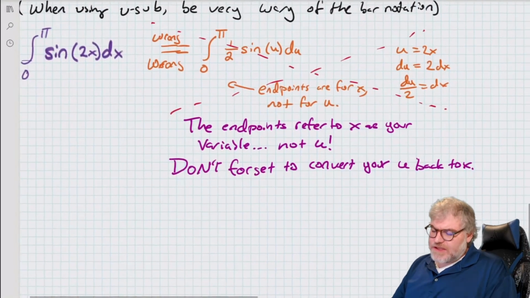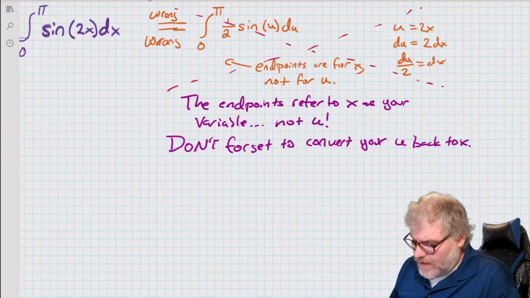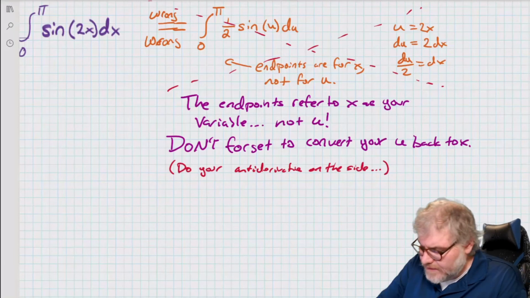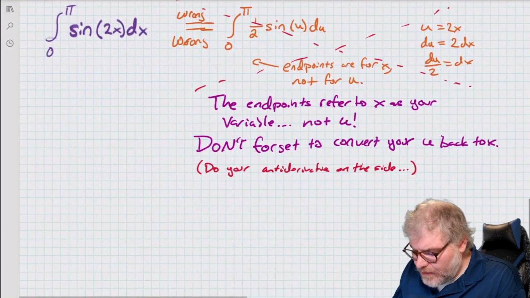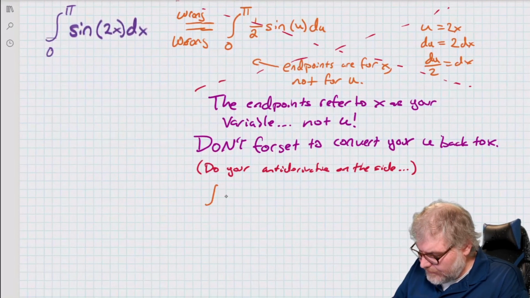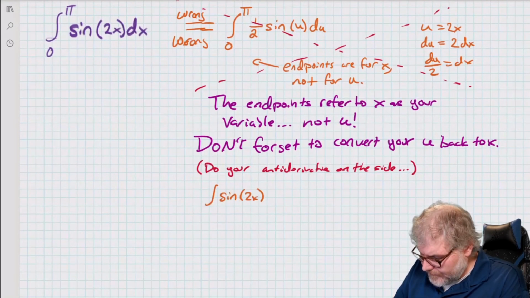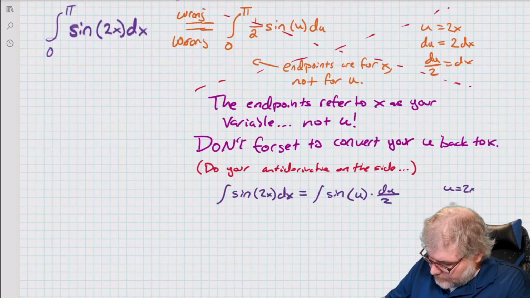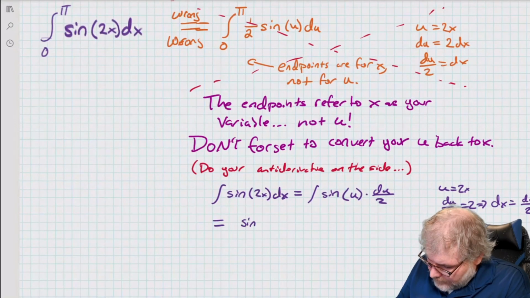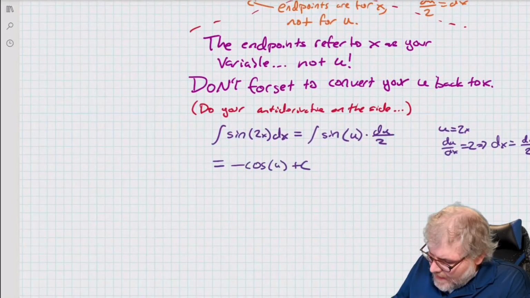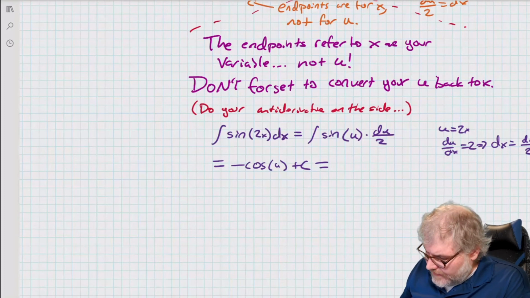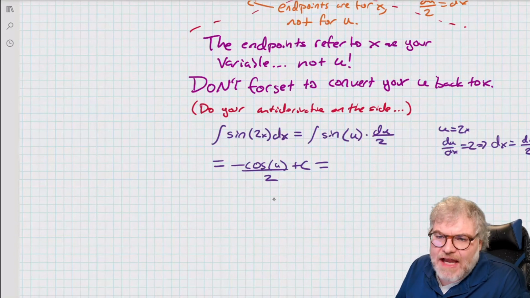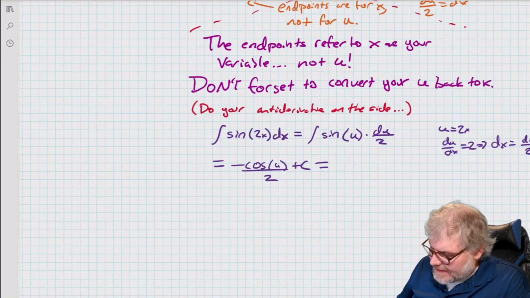So what I'm suggesting you do is just do your antiderivative on the side. So for example, here, I've got the integral from 0. I'm going to do the antiderivative like so. And now, once I've done my antiderivative, oops, don't forget the 2. Now that I've done my antiderivative, I need to convert the u back to x.